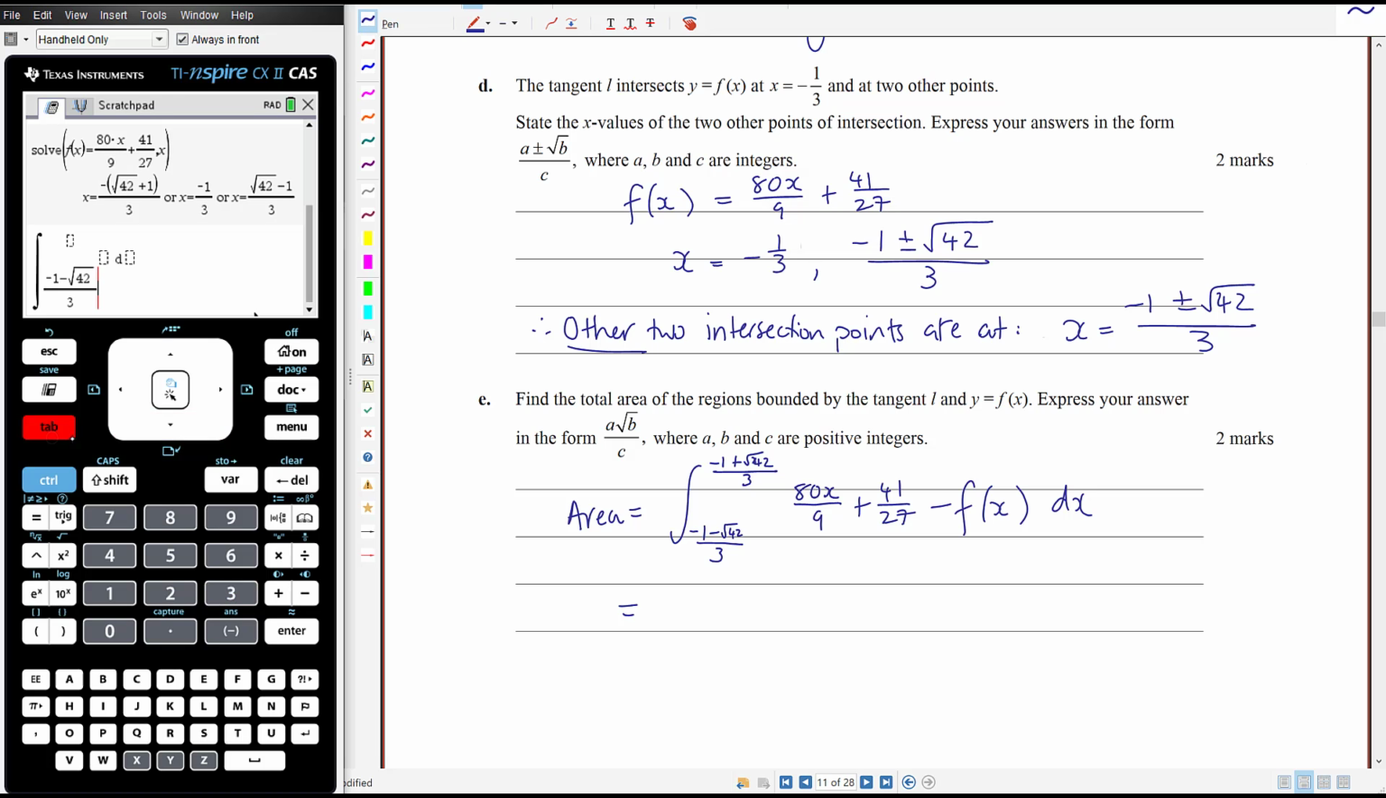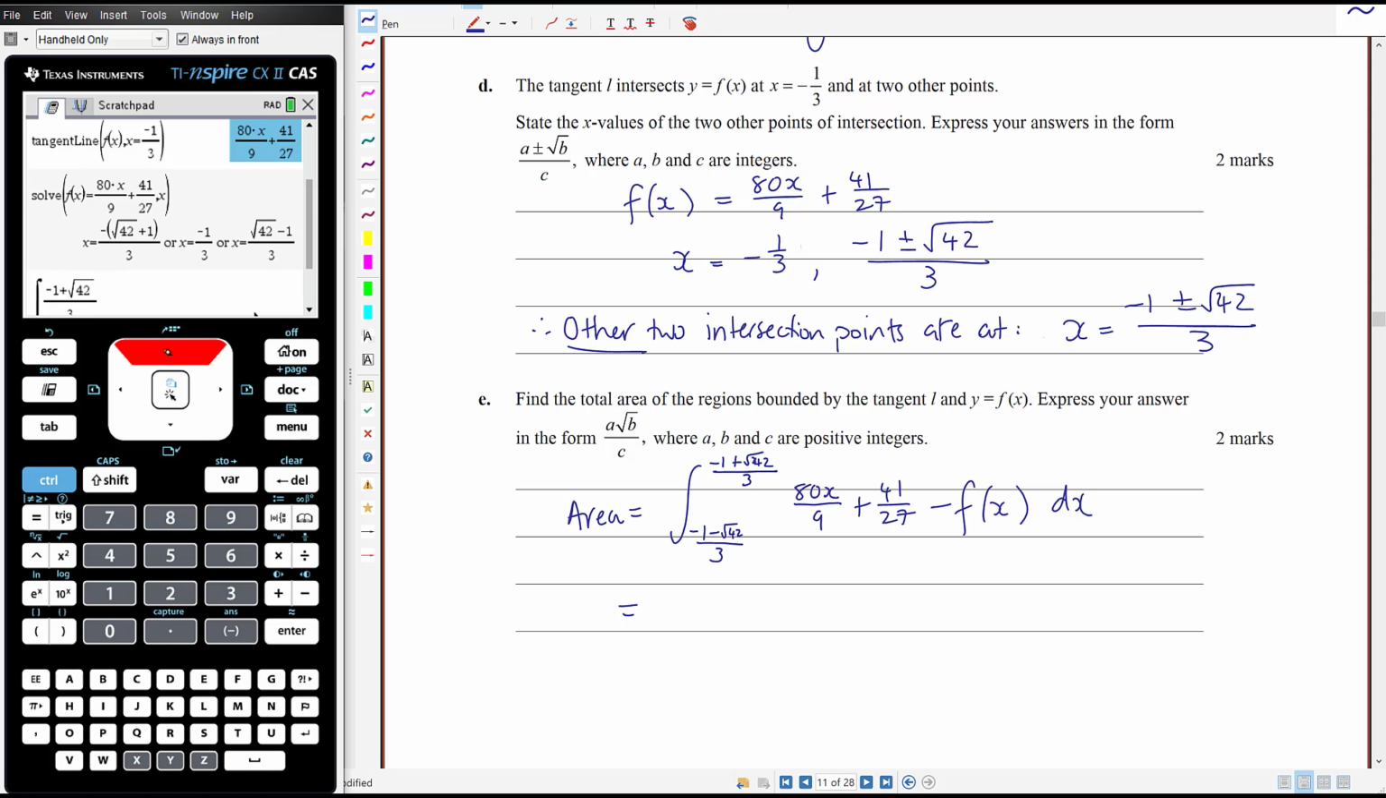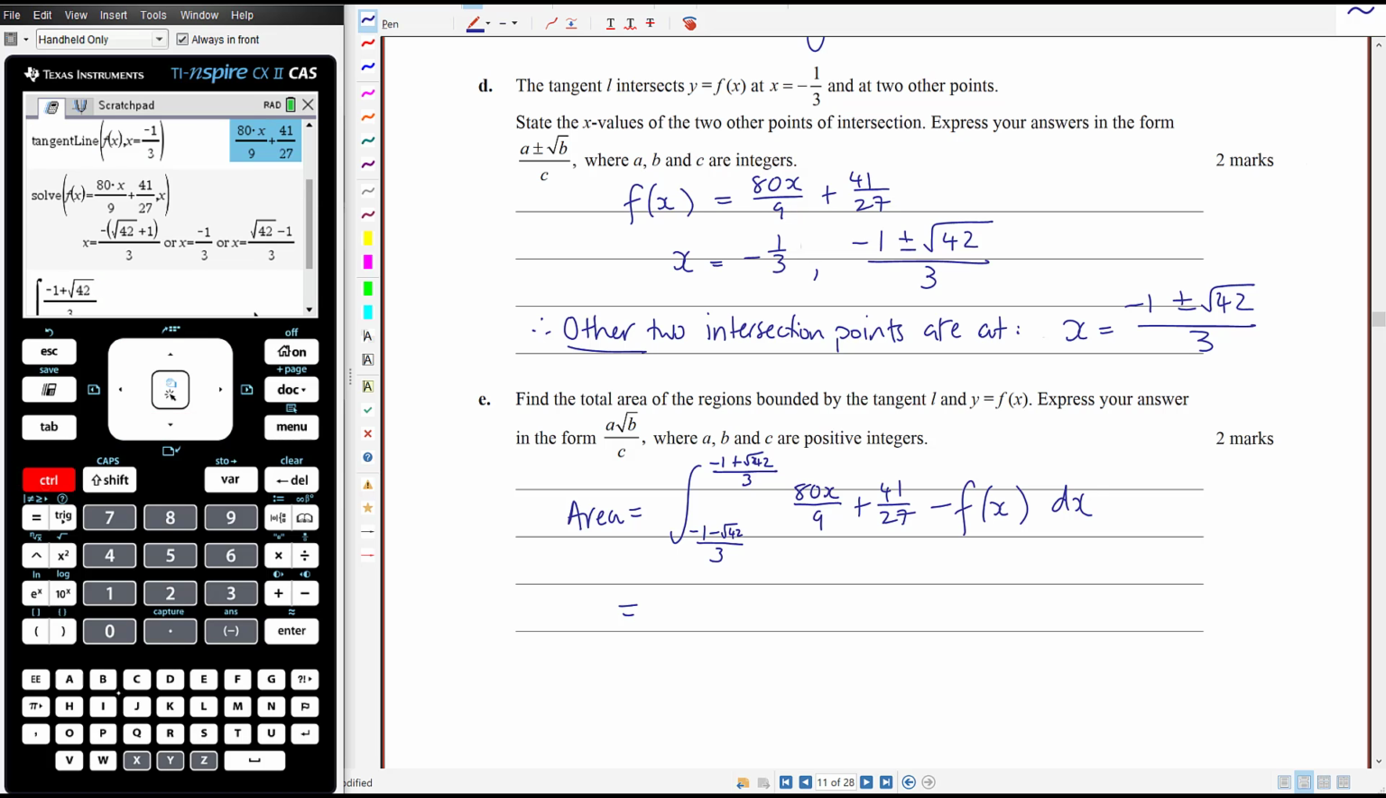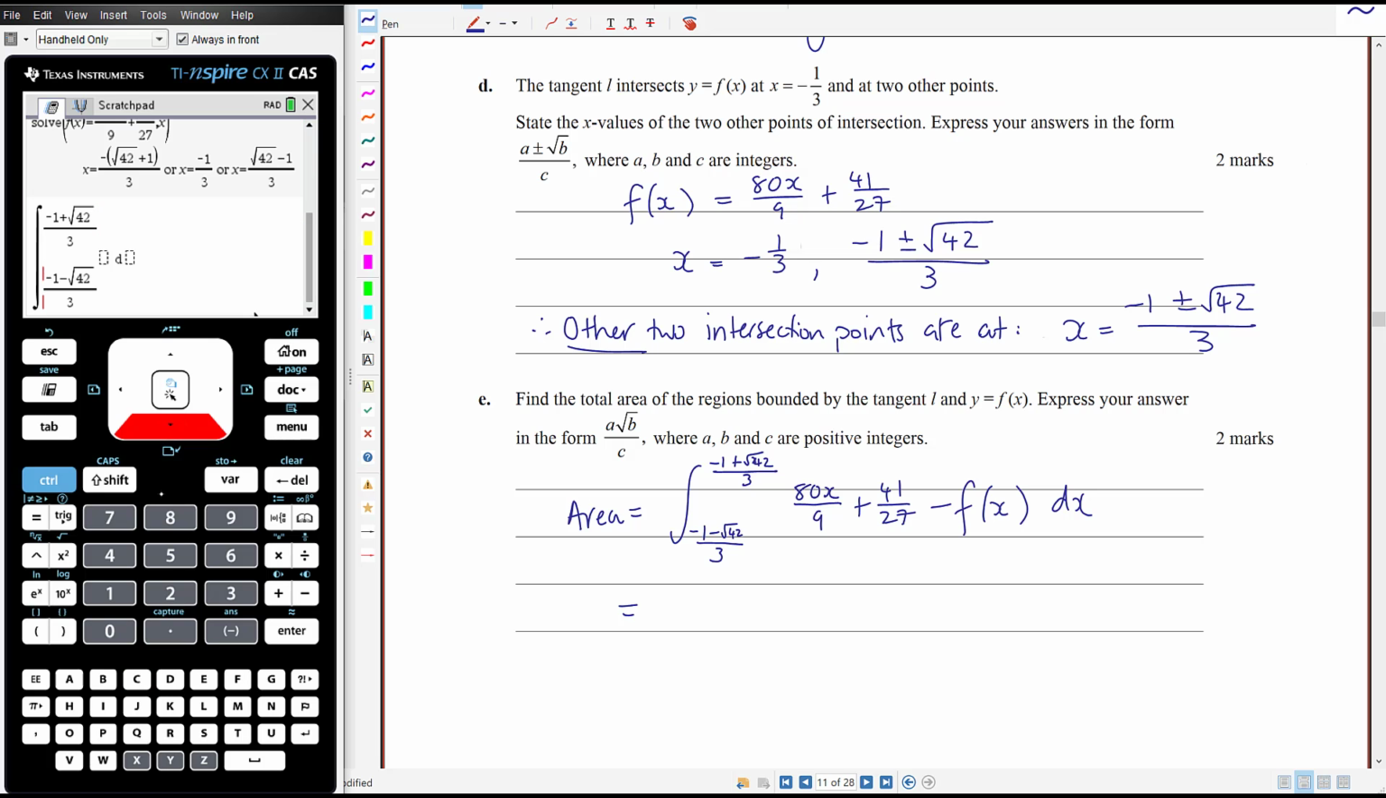negative 1 minus square root of 42 over 3, and then again control divide, negative 1 plus square root of 42 over 3, and then it's our tangent. I'm going to just copy. If I press enter, it's going to go into the limit here, because that was the last place I exited that function. So if I instead press Control C up here and Control V here where I want it, and then it's minus f of x.